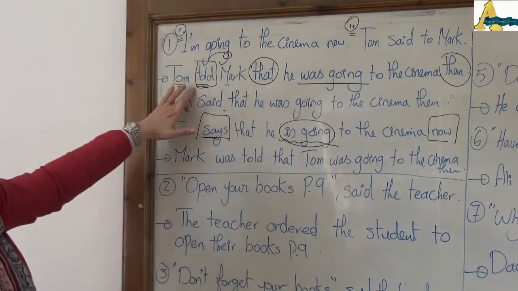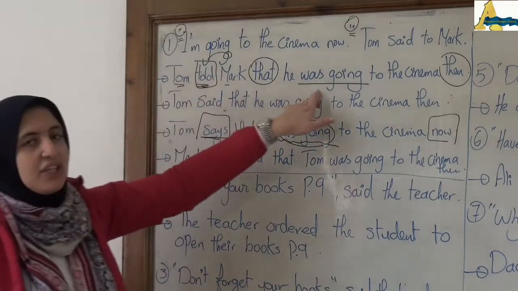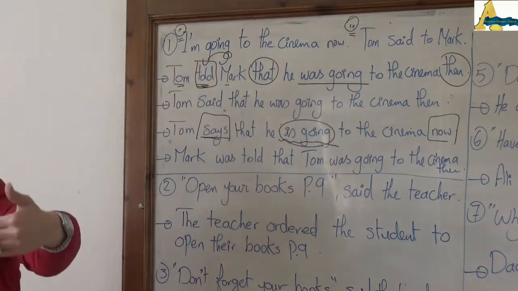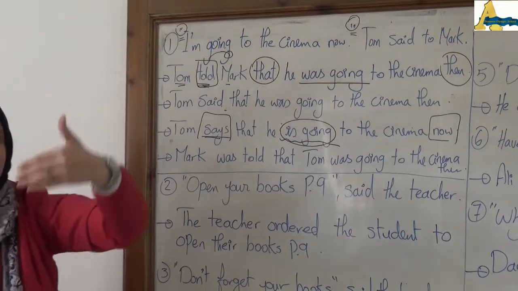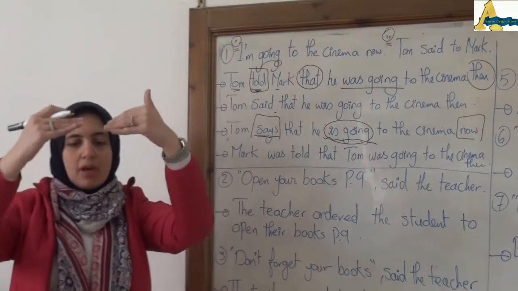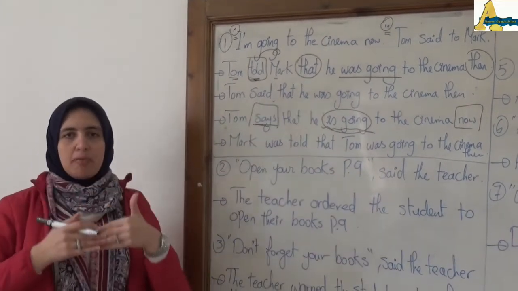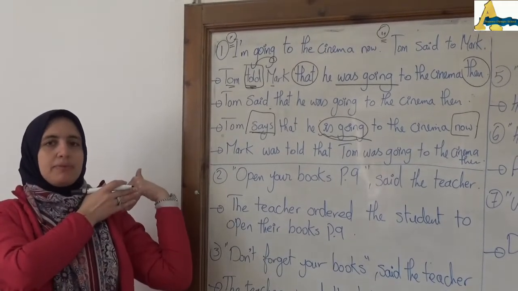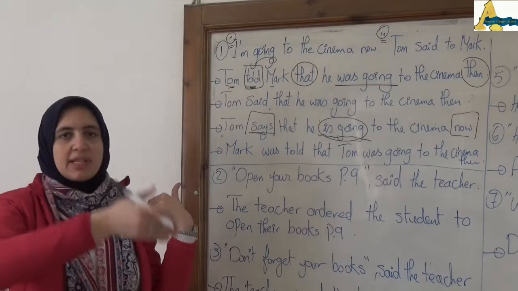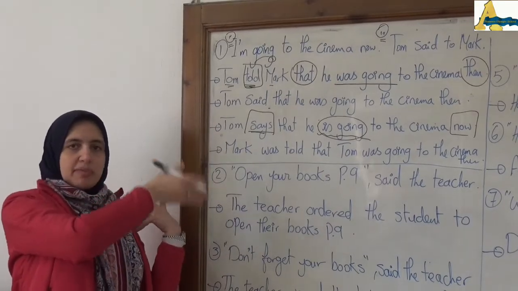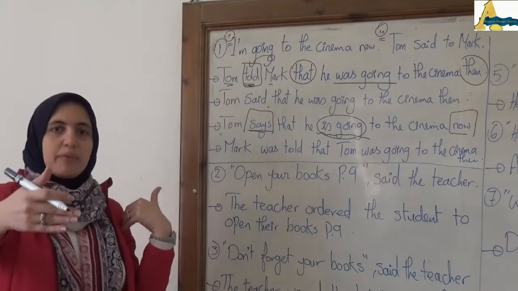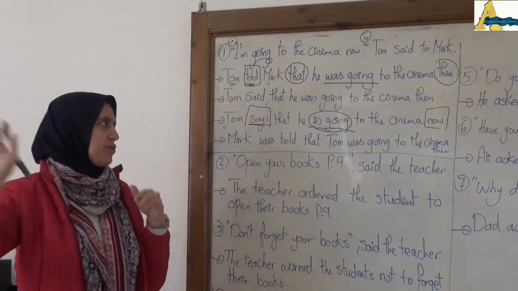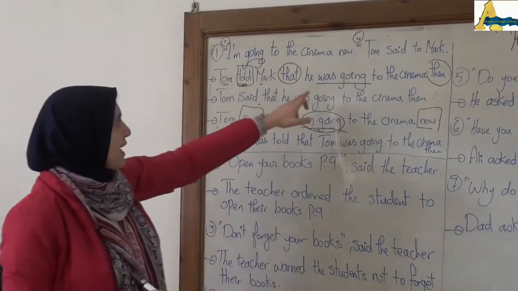So if the introductory verb is in the past, I shift the tense. What is shifting? Shifting is going from the present to the past. I go one step back. If I'm in the present simple, I will be in the past simple. If I'm in the past simple, I will be in the past perfect. Present continuous, past continuous; past continuous, past perfect continuous. Modals in the present go to modals in the past, like may, might, can, could, shall, should, etc. So here there's shifting.